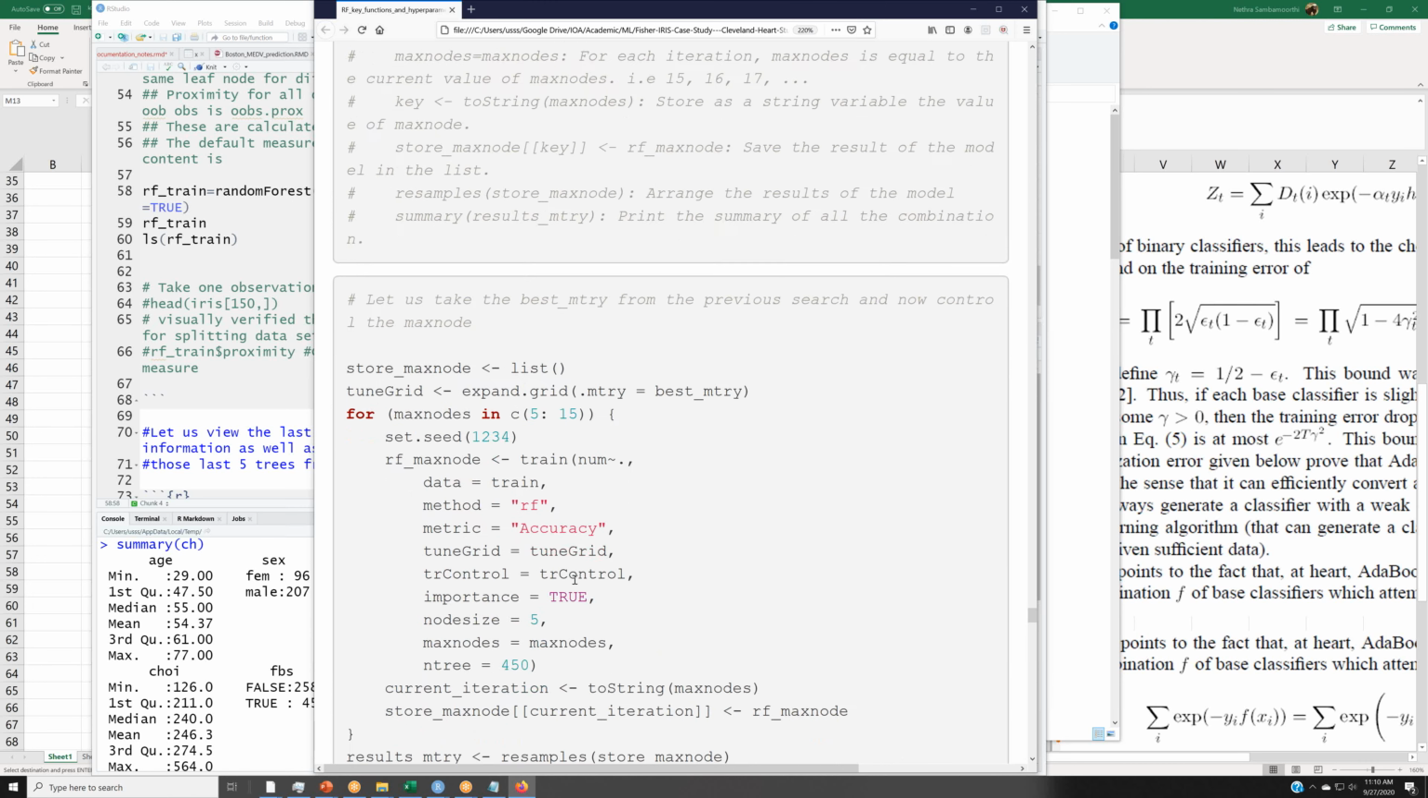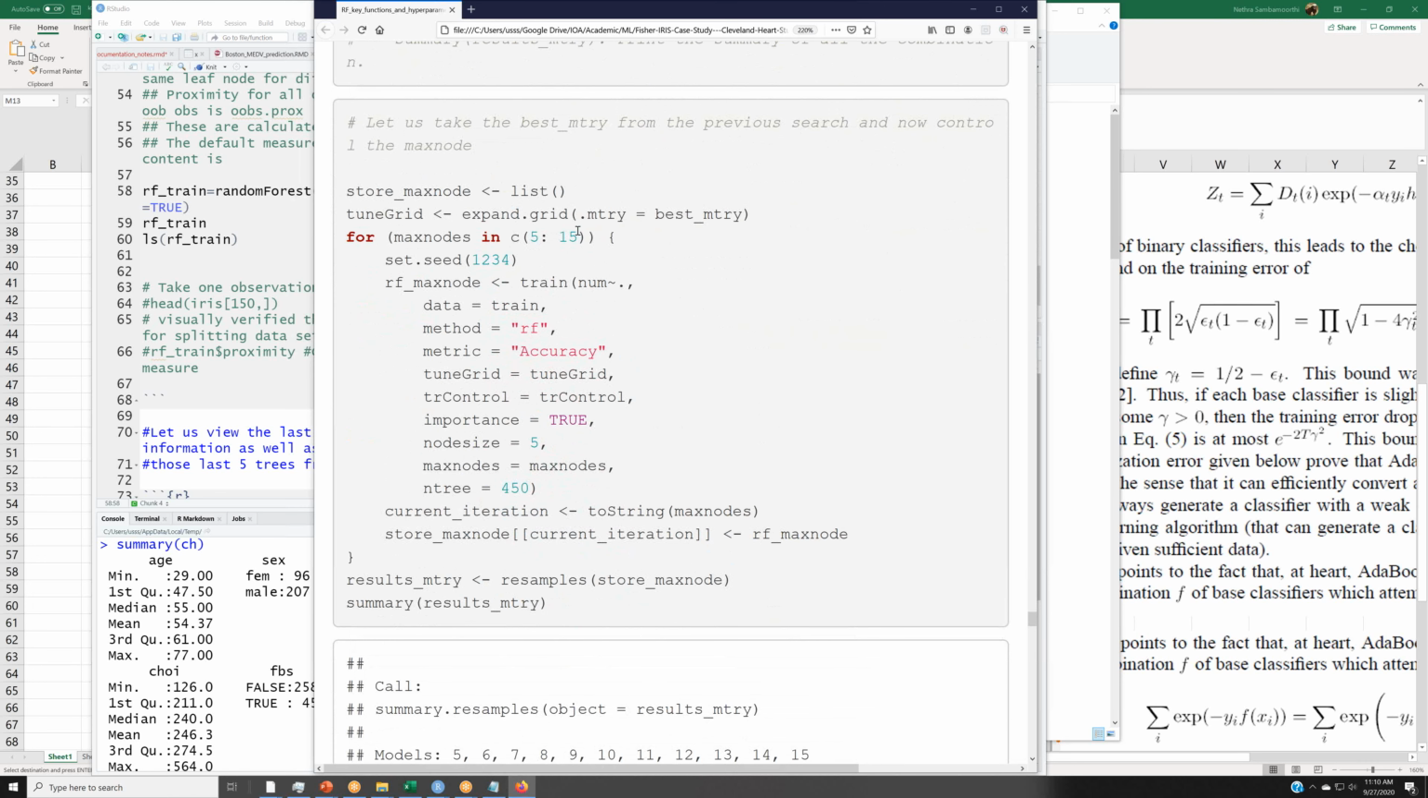Okay. Let's take the best mtry from the previous search and now find out the maximum node size. So the grids are going, one is mtry, the other one is node size, right? We take the best mtry, and then let's say mtry values are 1, 2, 3, 4, 5, 6, and so on. The 6 we take, and then within the 6 we want to search the best node size. Are you understanding? That is what is happening now.